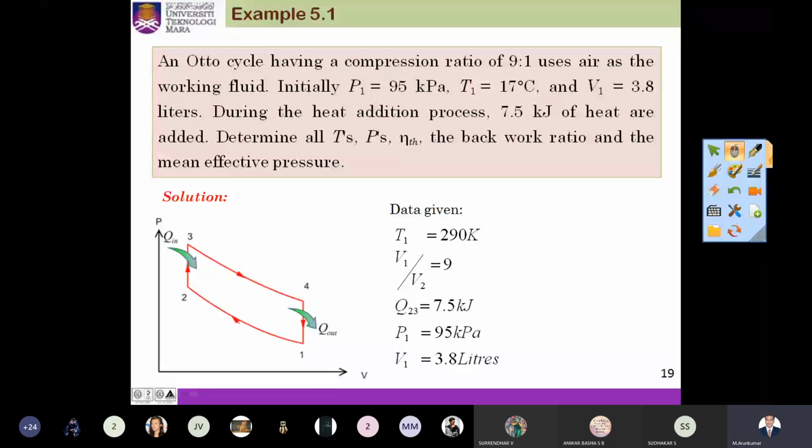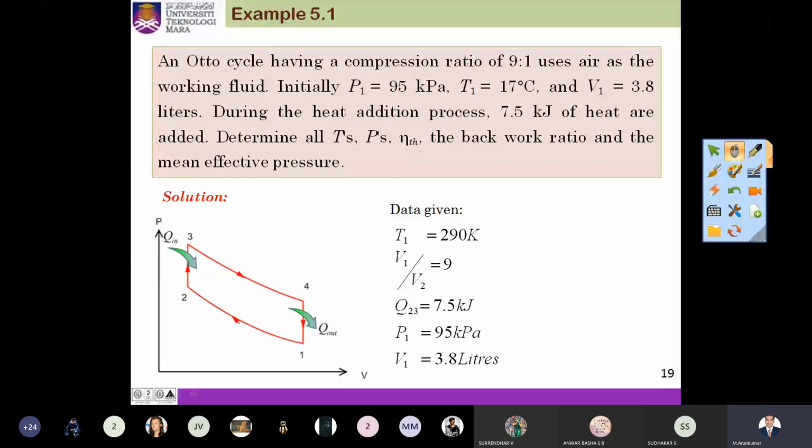Just to have a look at this problem. An Otto cycle having a compression ratio of 9:1 uses air as the working fluid. Initially, P1 is 95 kilopascal, T1 is 17 degrees Celsius, V1 is 3.8 liters. So we have to convert, since the volume is given in liters. During the heat addition process, 7.5 kilojoule of heat is added. So Q is given, 7.5 kilojoule. Determine all the temperatures and pressures, then thermal efficiency, then the back work ratio, and the mean effective pressure. So we know the formulas.